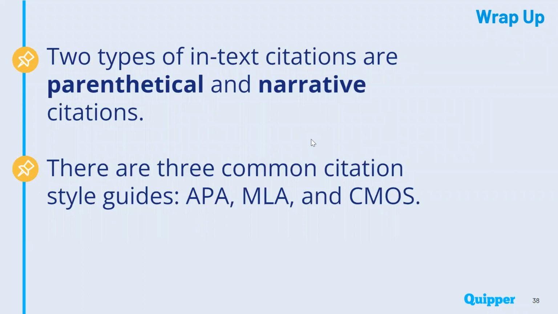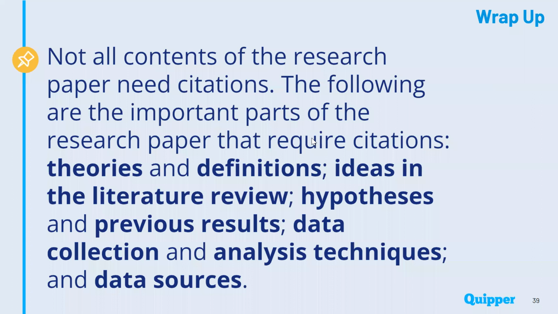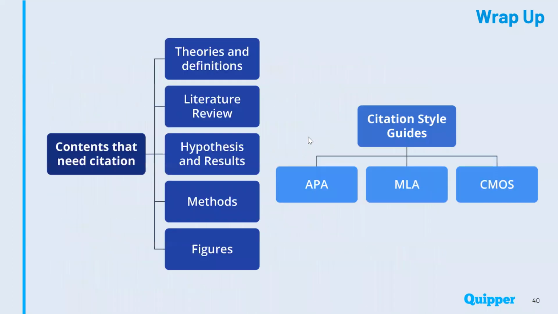Two types of in-text citation: parenthetical and narrative citation. There are three common citation styles, the APA, MLA, and Chicago. So not all contents of a research paper need citations. The following are the important parts of the research paper that require citations: theories and definitions, ideas in literature review, yung hypothesis, previous results, data collection methods, and analysis techniques and data sources.